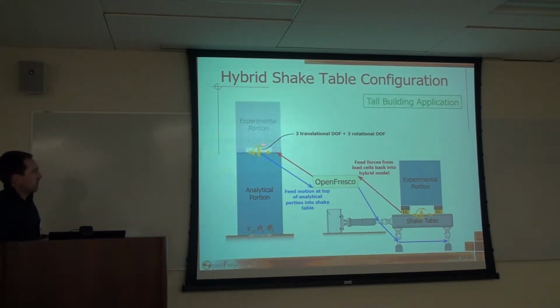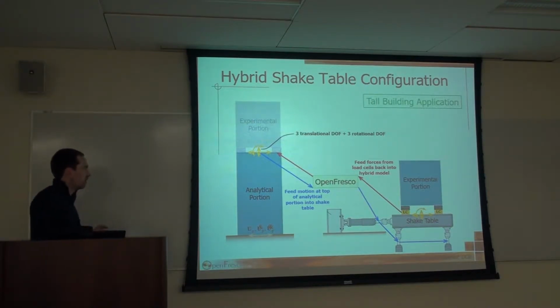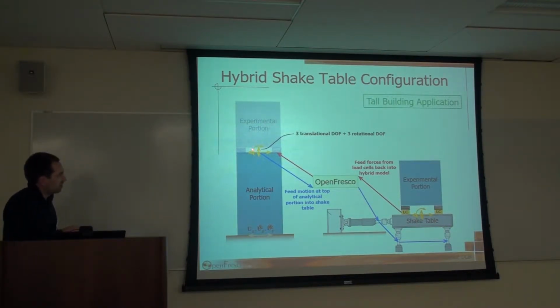And then we have our interface degrees of freedom at the top of our numerical structure here. This can be multiple degrees of freedom. So if we do this on the PEER shake table over here, with 6 degrees of freedom, we could have all 3 translational and the 3 rotational degrees of freedom at the interface here. And then we basically use OpenFresco, as in a regular hybrid simulation, and we feed these interface displacements through OpenFresco into our shake table in real time.